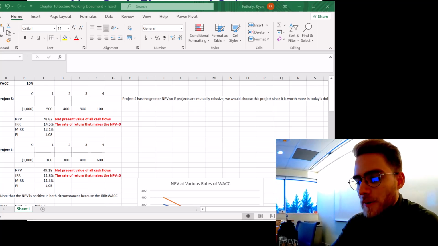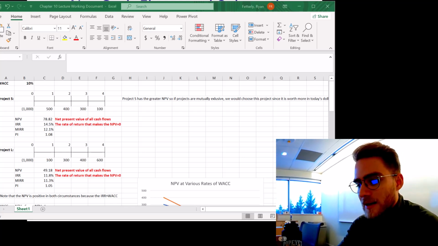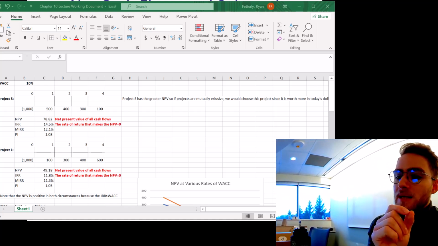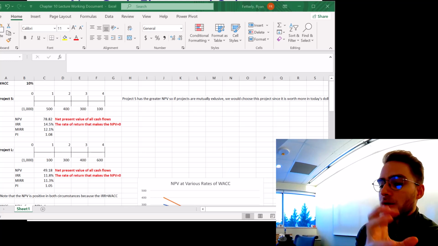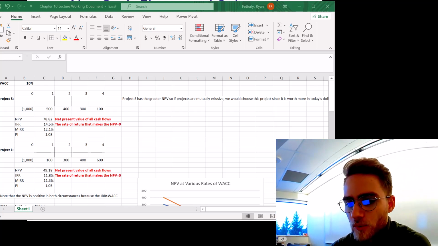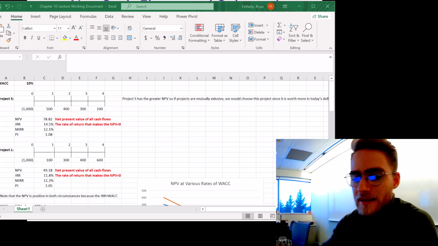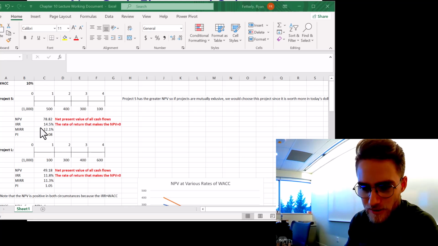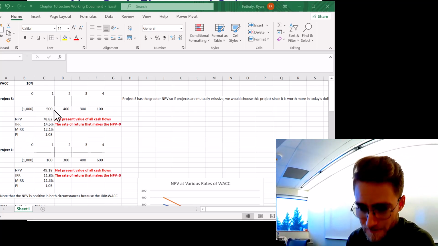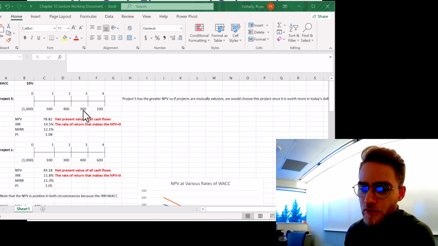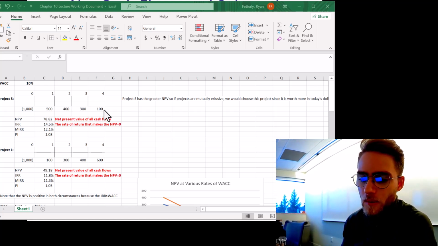So in this case, we plot out a timeline so that we can assess when we'll receive cash flows and then we can assess the value of them. So in this case, we have project S here. It is a $1,000 upfront expense. There's my mouse. $1,000 upfront expense. A $500 cash flow in year 1, $400 in year 2, $300 in year 3, and $100 in year 4.